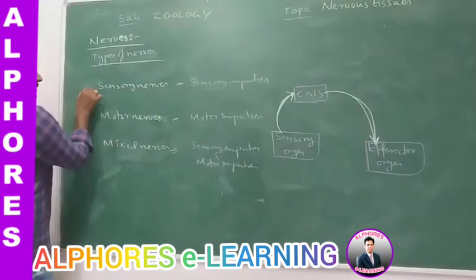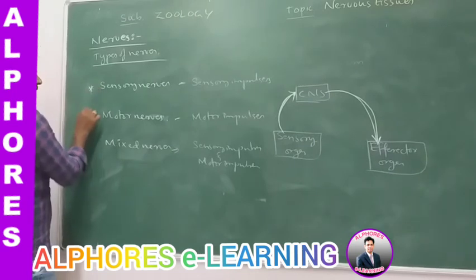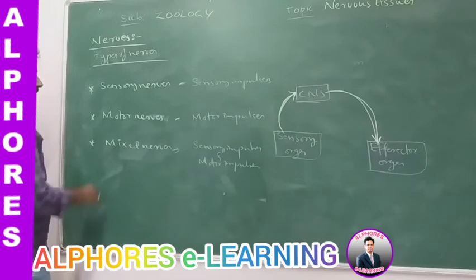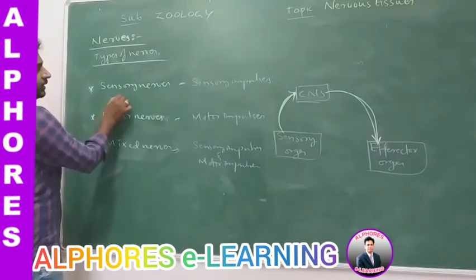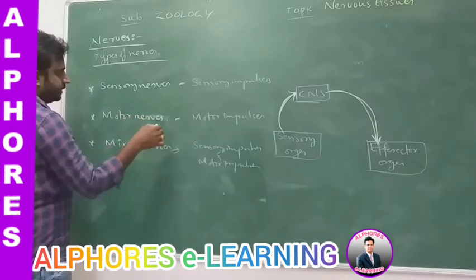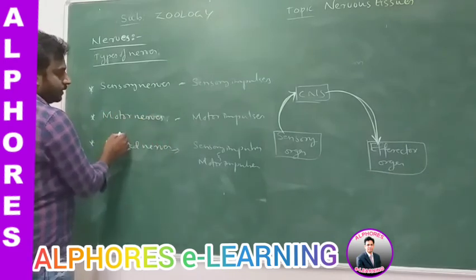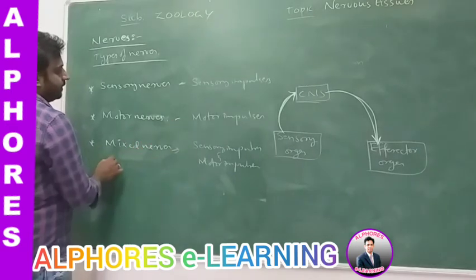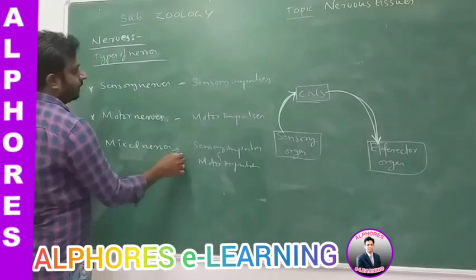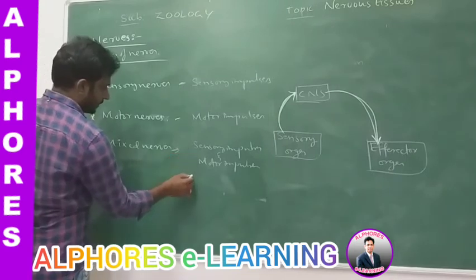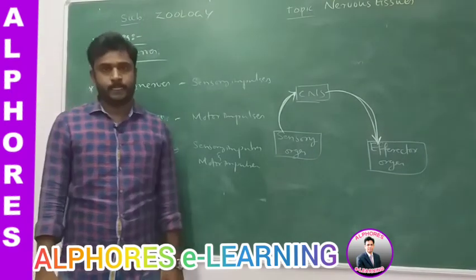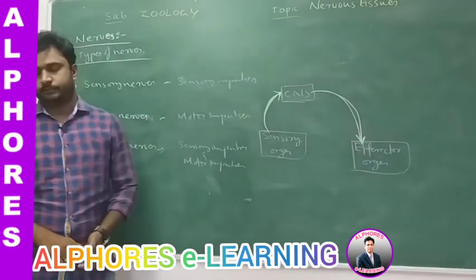So there are three types of nerves: sensory nerves, motor nerves and mixed nerves. Sensory nerves carry the sensory impulses from sense organs to the CNS. Motor nerves carry the motor impulses from the CNS to effector organs. Mixed nerves conduct both sensory impulses and motor impulses. These are the types of nerves.